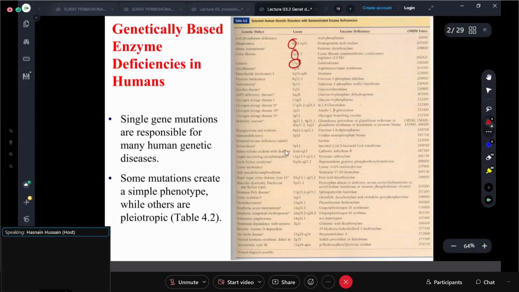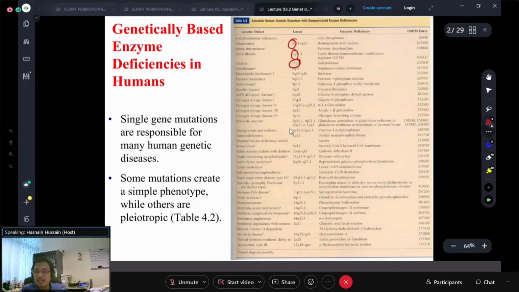So this one is the position: the first number is the chromosome number, and then long arm or short arm. So these are examples, and usually there is a database by Johns Hopkins University that collects the information of this disorder in human that is caused by some changes in the DNA that produce these enzymes. Okay, so it is OMIM, Online Mendelian Inheritance in Man. Man means in human.